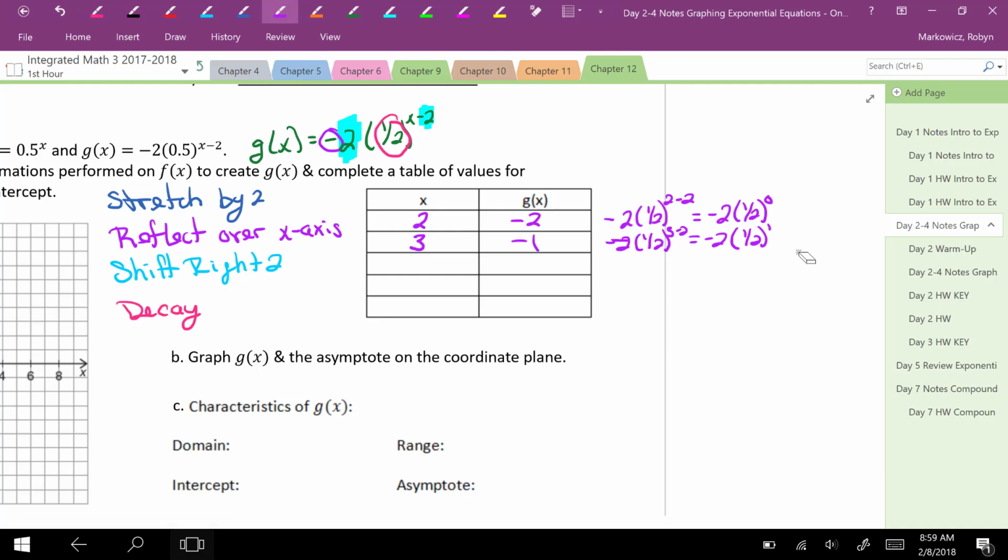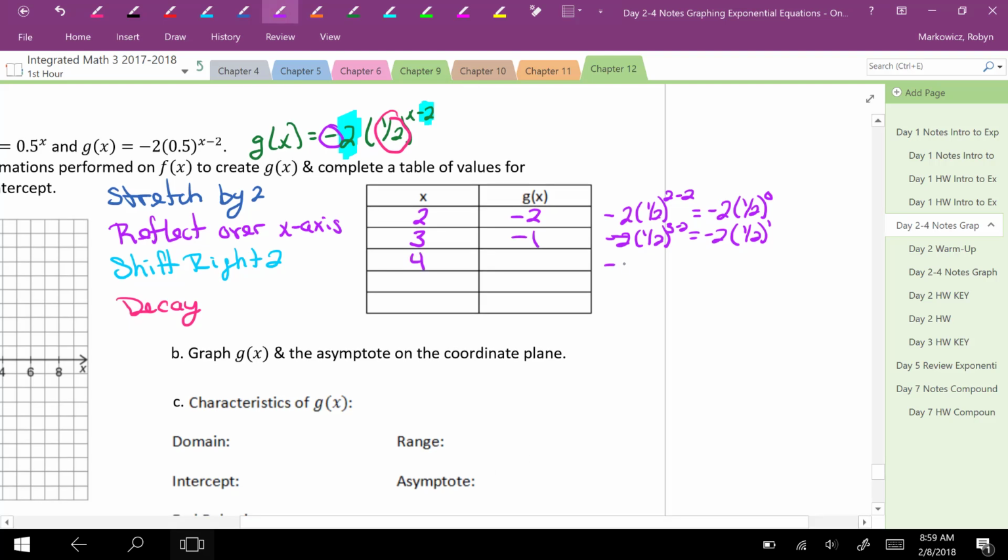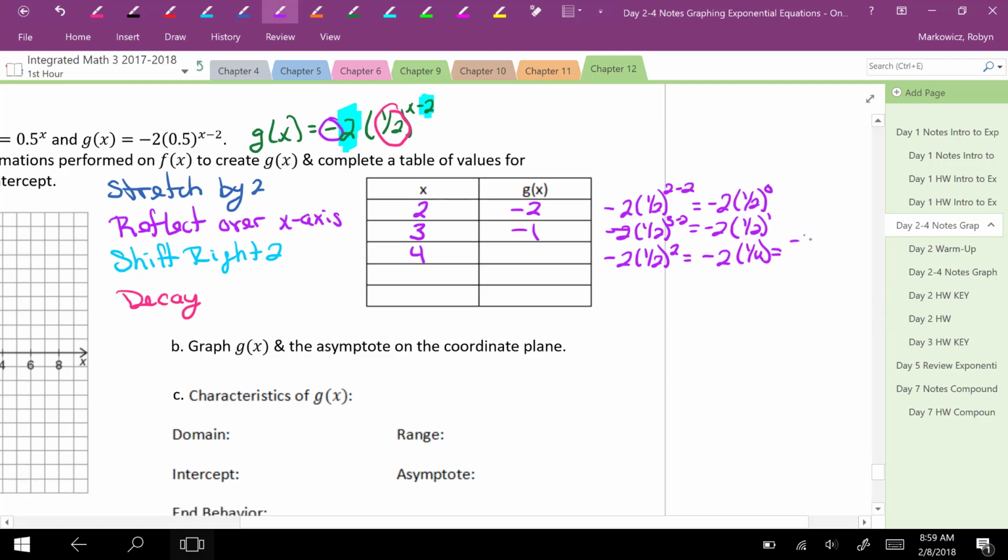What's the next number you want to plug in for x? 4. So we have negative 2 times 1/2 to the 4 minus 2. What is 4 minus 2? 2. Okay, what is 1/2 squared? 1/4. We have negative 2 times 1/4, which would give us negative 2 over 4, yes? Which is negative 1/2.